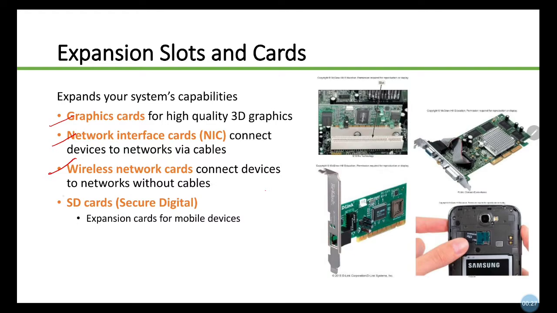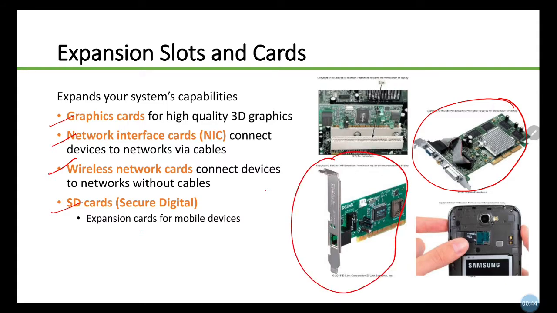And also we need secure digital. This is an expansion card for mobile devices. This is how a card looks like. Then it will be placed inside the CPU. And as you can see at the back of the CPU, there is a slot here. This is where you can put your cable connection in.